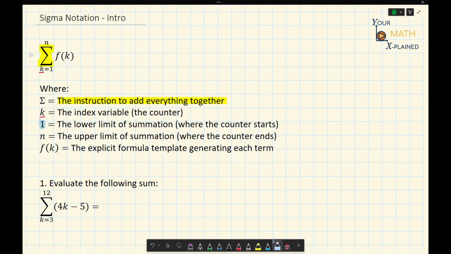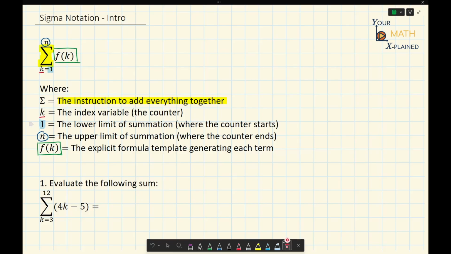The one that you see, which is what k is equal to, that is the lower limit of the summation, so that's where the counter starts. And this doesn't have to start at 1, it can start at any number. And the n is what's above the sigma, and that is the upper limit of the summation, meaning that's where the counter ends. And then finally, we have our function f of k, which is written to the right of the sigma, and that is the explicit formula for generating each term.